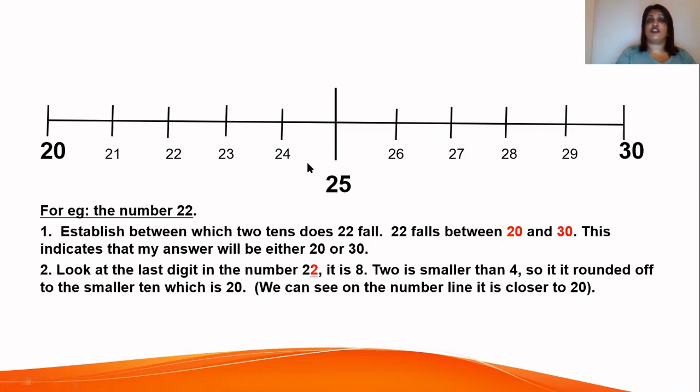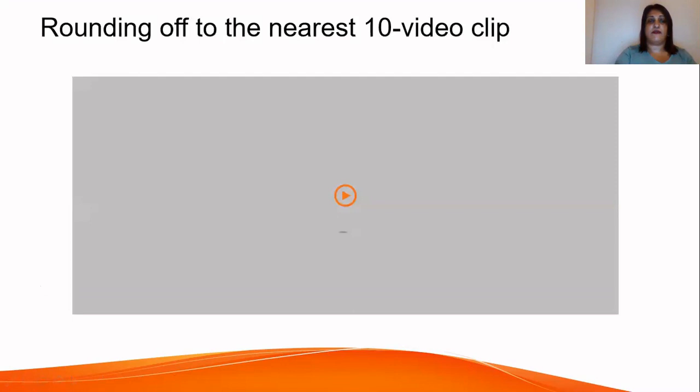So we're not going to round it up to the higher 10. We're going to round it down to the lower 10. So the lower 10 in this case is 20. So 2 as the last digit. We know it's smaller than 4, so we're going to round it off to the lower 10, which is 20, as you can see on the number line.